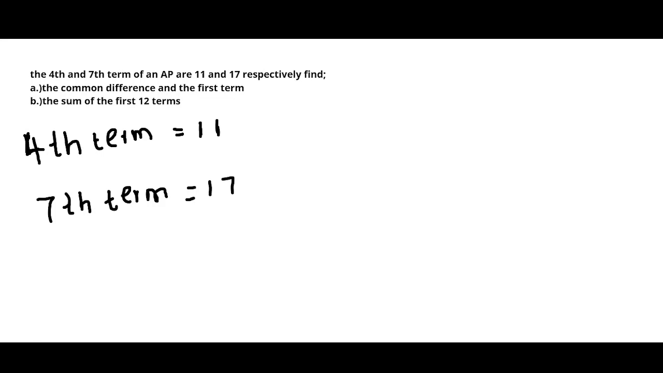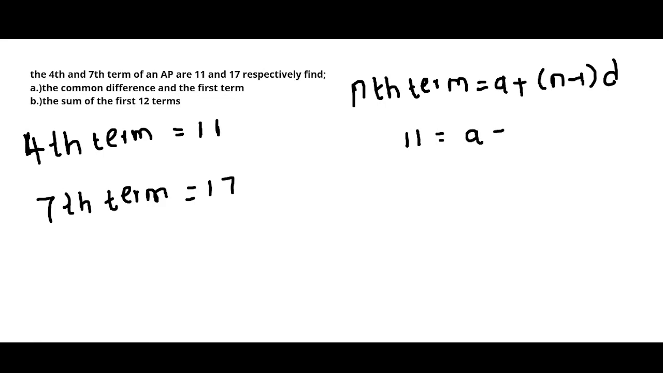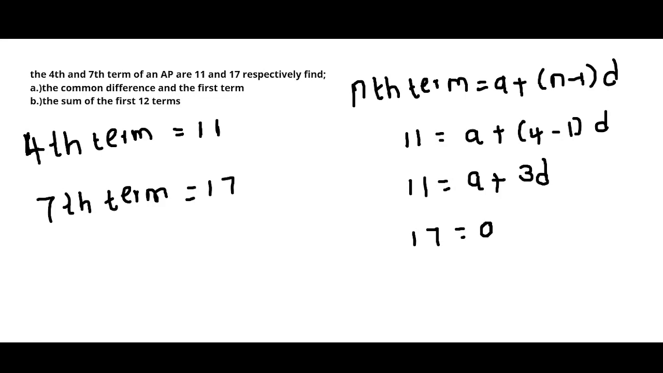So here, as we all know, the nth term equals a plus n minus 1 multiplied by d. So the fourth term is 11, so 11 equals a plus 4 minus 1 d. So it will be 11 equals a plus 3d. We are going to do the same for the seventh term. The value of the seventh term is 17, whereby we don't know our a, plus 7 minus 1 is 6, so it remains as 6d.